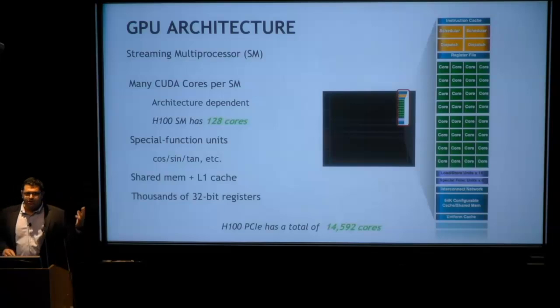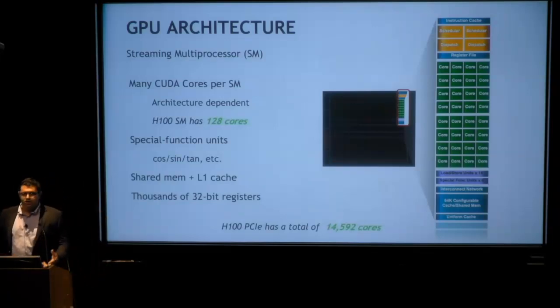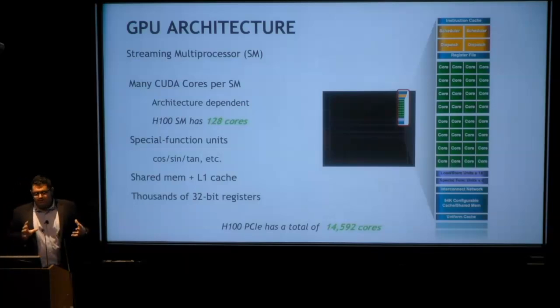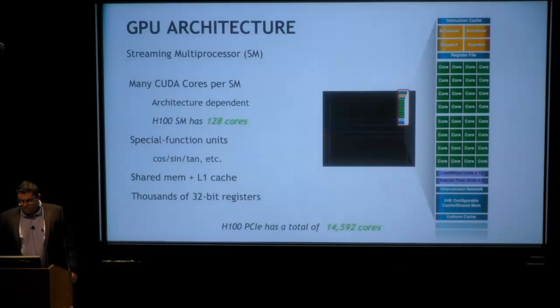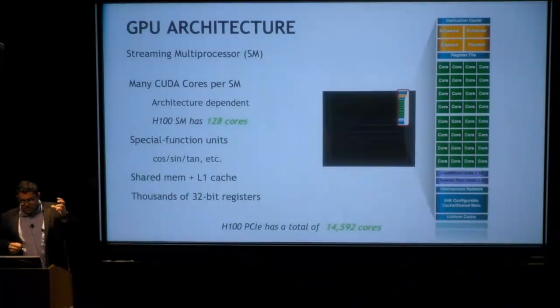Each SM also has some special functions like cosines, sines, and tangent that allow hardware acceleration for those workloads. Within each SM, the cores also share some memory via the L1 cache, and you also have these 32-bit registers. The memory hierarchy starts with global memory, then there's an L2 cache, then the shared memory plus L1 cache, and then those registers.